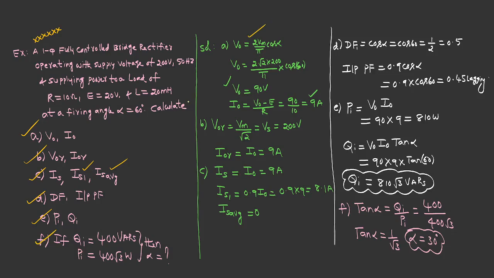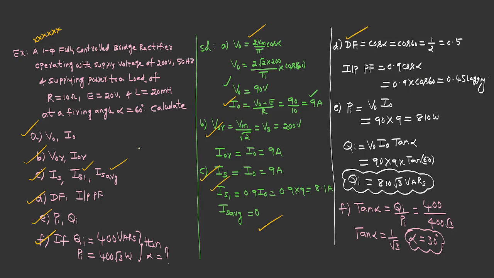The average output voltage formula is 2 Vm by pi cos alpha. Average current for RLE load is V naught minus E by R. RMS output voltage is Vm by root 2. RMS source current is I naught. RMS value of fundamental source current is 0.9 times I naught, then the average source current. This is expected, students. This model of question you have to practice.